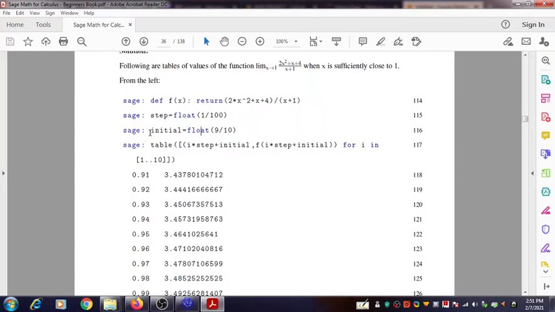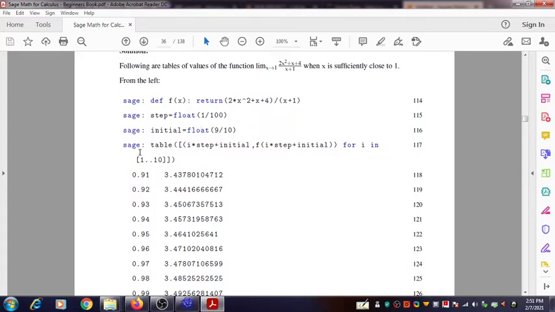Then you can see here the initial is used. It's also a variable, initial, and initial stands for the initial value of the number. That means the initial value of x. We are starting with a given value of x, and that given value is 9 by 100. That means 9 by 10. That means 0.9.